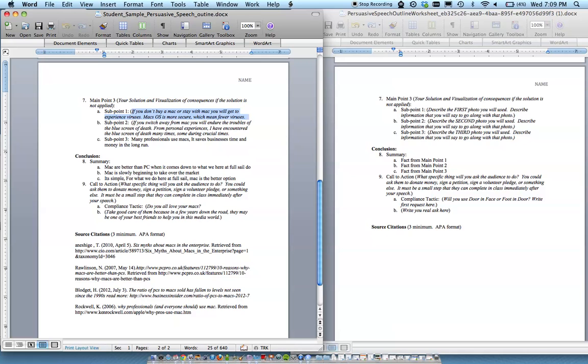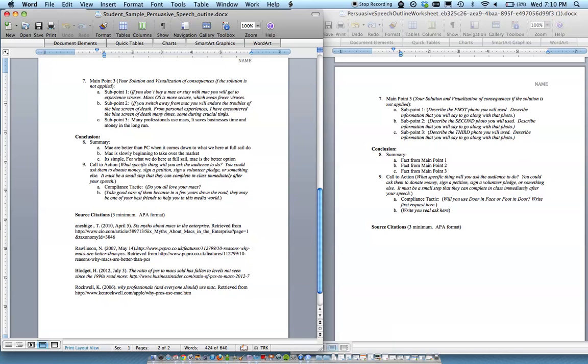Okay, so we're looking at subpoint number 2. If you switch away from your Mac, then you will endure the troubles of the blue screen of death. From personal experience, I have encountered the blue screen of death many times during some crucial times. Okay, so this is good. And if this student followed up with a specific story about a certain encounter, that would be even better.